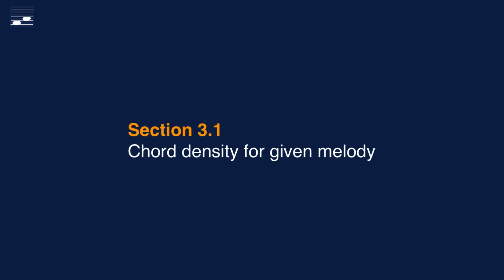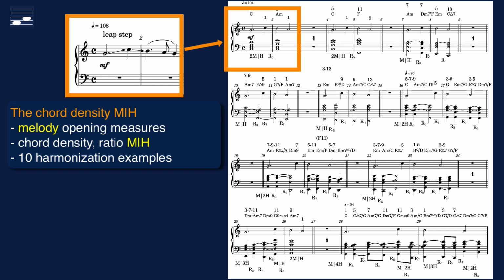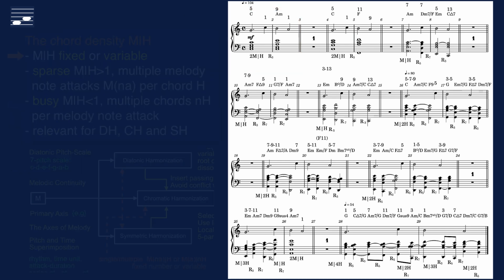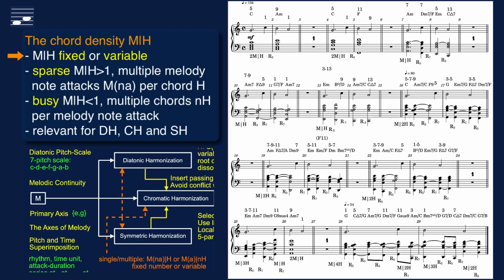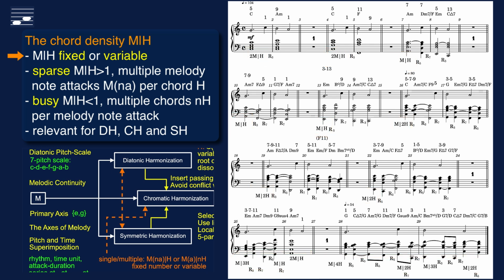The first degree of freedom in melody harmonization is the chord density. I'll show what I mean by that by focusing on the first 2 measures of the melody, and then discuss a set of 10 harmonization alternatives. We may go for a sparse or a busy harmonization, which I notated as the ratio of M/H, the chord density. In the 10 alternative solutions, I've indicated the ratio, which may be fixed, as shown in the first 8 chord progressions, or variable, as is the case for the last 2 examples. You'll see each example in detail in a minute.